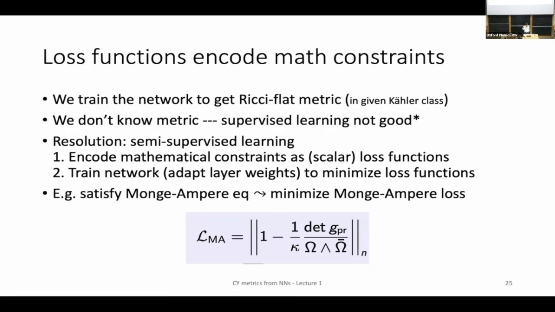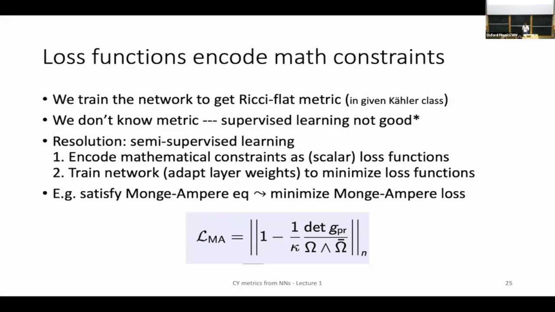So in a supervised setting, of course, what we would do is that we would have our input data, which would be the points on the Calabi-Yau, and then we would have an output data, which would be the metric, and then we could compare after having the prediction whether we are close to the metric or not. So here we do not have that. So instead, what we're using is something that is called semi-supervised learning. So we're encoding these constraints that we want the metric to satisfy into loss functions.